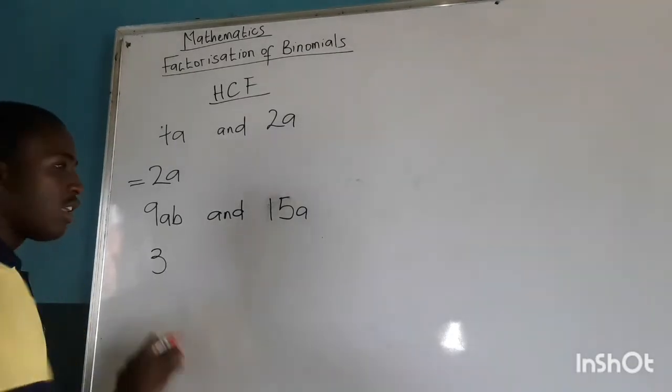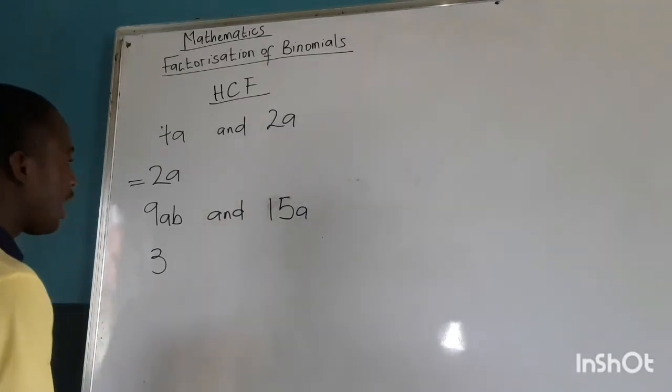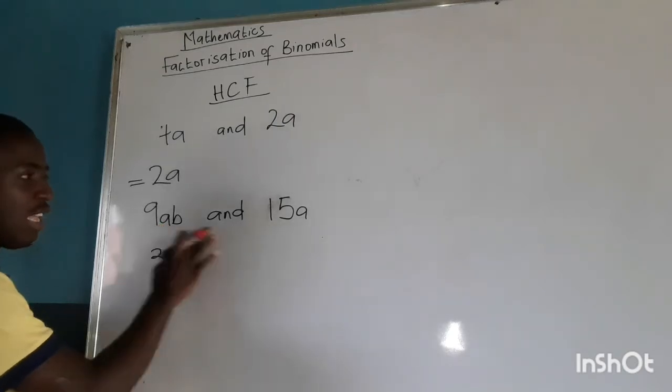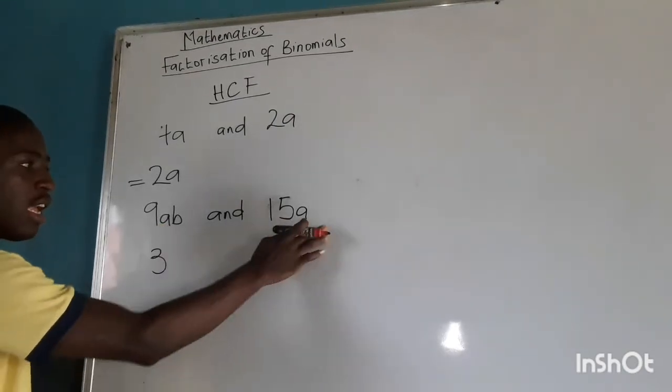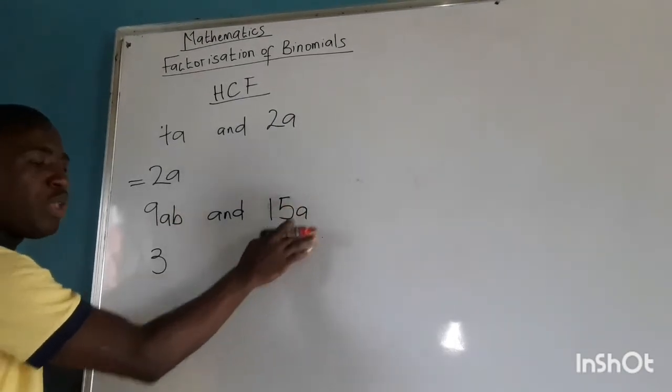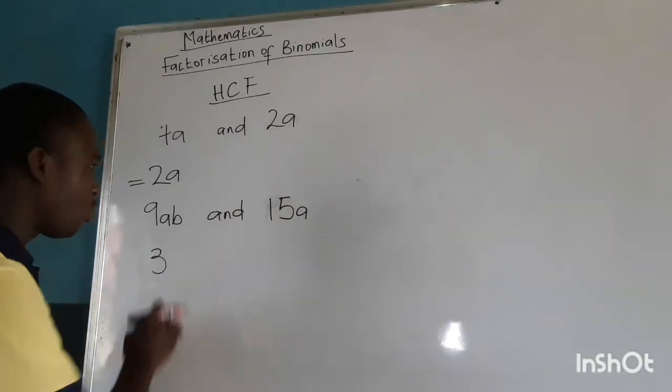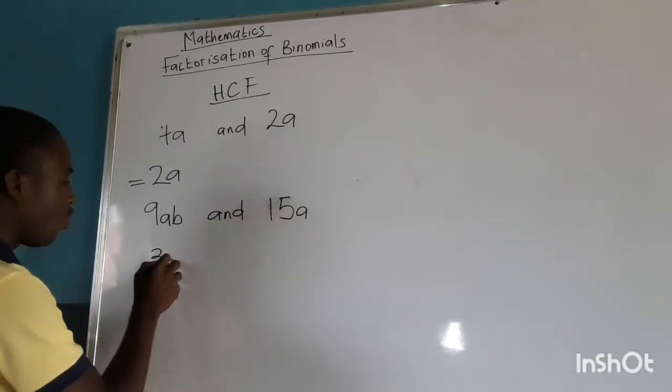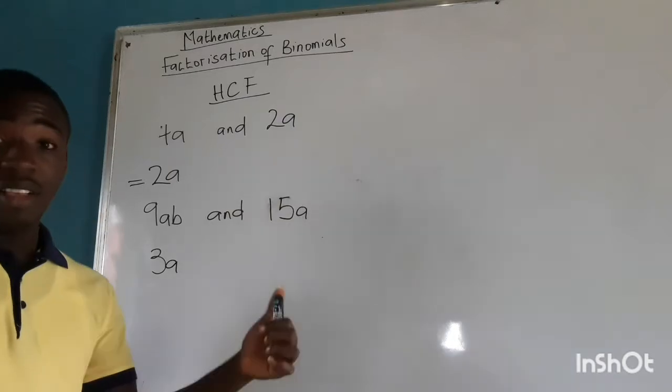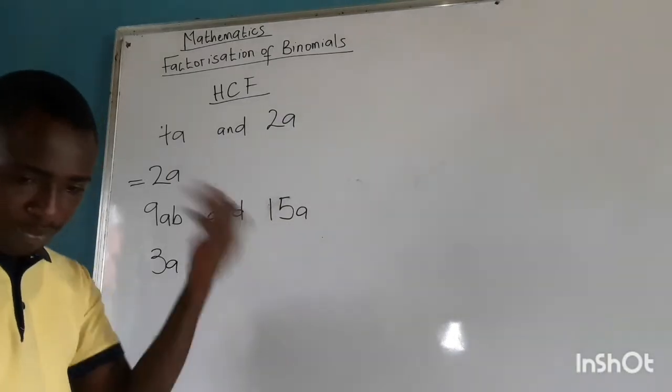Then when you get 3, you go on to the letter aspects. Wetin dey here, we also dey here. A dey here, A dey here. B dey here, but B no dey here. So B no even dey the question. The answer na A. So you put A for here. And your answer na 3A.